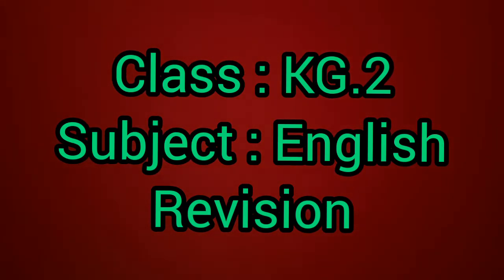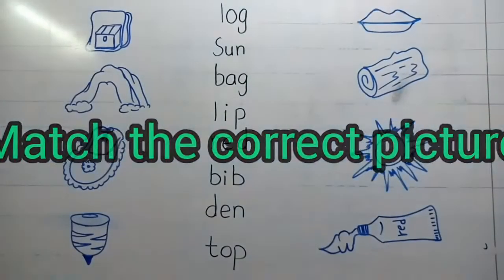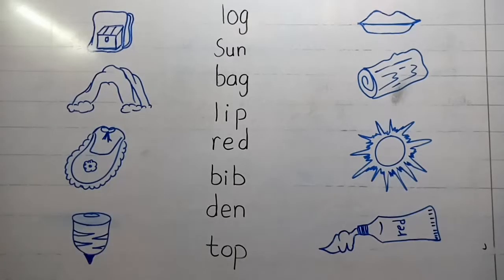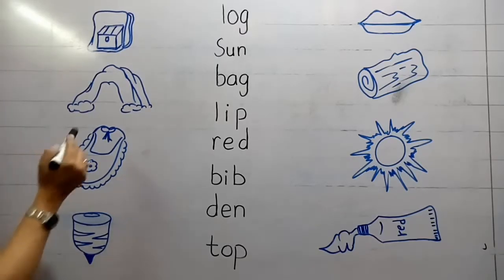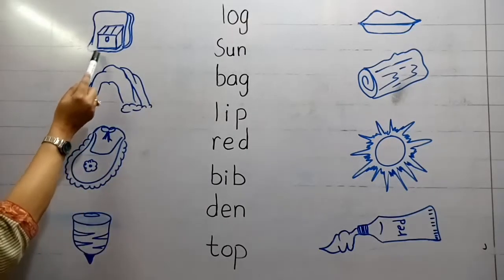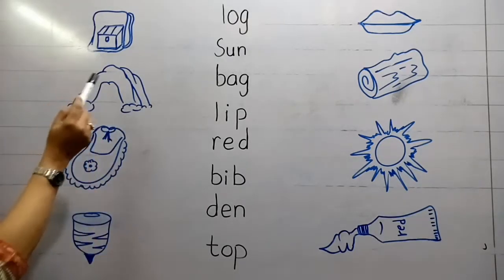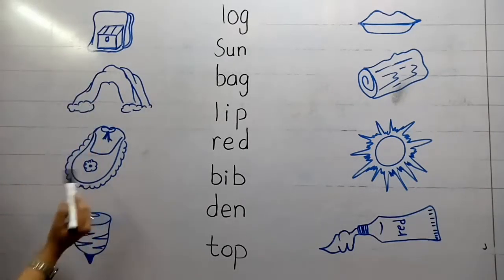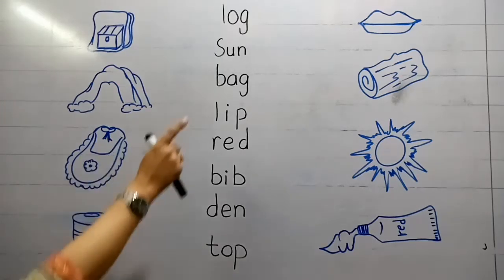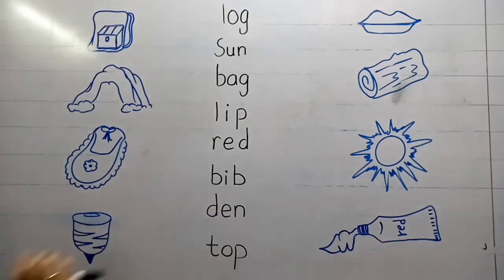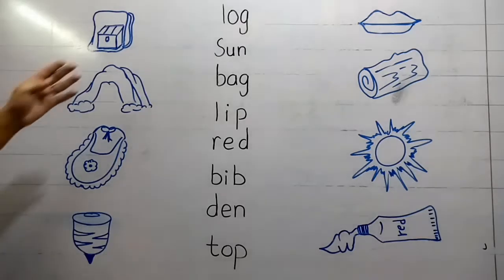This is your English class and welcome back in revision class. Today we are doing revision work: match the correct pictures. We have learned three letter words. Now in revision, here are some pictures: bag, den, bib, top, lip, log, sun, red. And here are the three letter words.